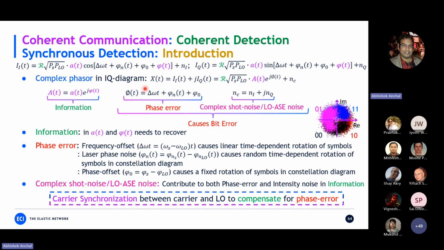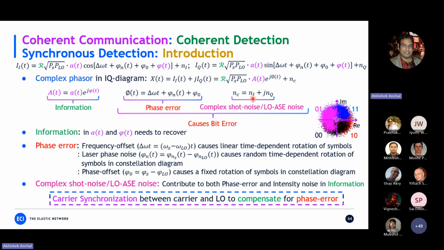So this part, the phase error part, is responsible for rotation of the signal in the constellation. It can be a fixed rotation, or a time dependent rotation, like a frequency offset coming from the frequency offset term, or a random time dependent rotation coming from the laser phase noises of the local oscillator and the channel, or a simple phase offset because of the phase locking problem. So it can come from here as well, but it's fixed, so you can easily remove it.